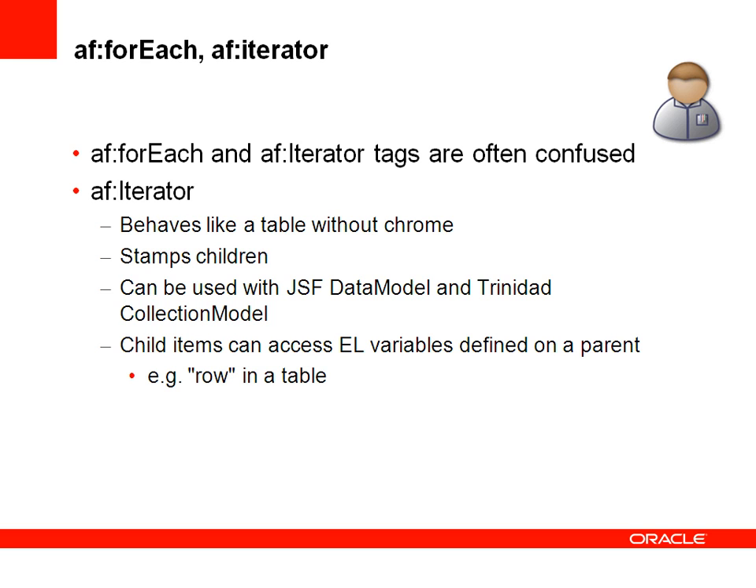In addition, it can use the JSF data model as well as the trinidad collection model, which also is very nice because you can directly hook up to the ADF binding. The child items that you have can also have access to a parent. If we take the example of a table, every table row object basically is contained in the variable row. As I mentioned, it's a default that we create when you drag and drop a table. Now, this object can be accessed through hash brackets row. So you can access the content of the object that stems a row within the AF iterator.